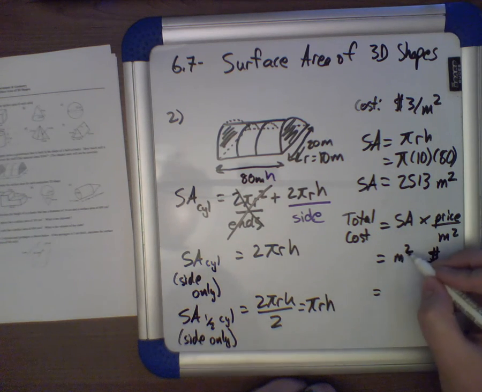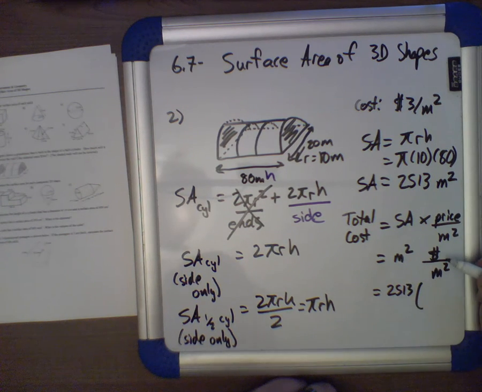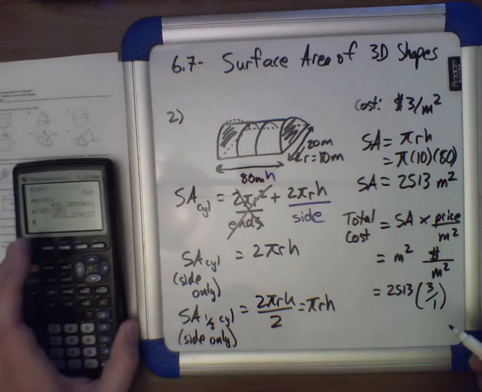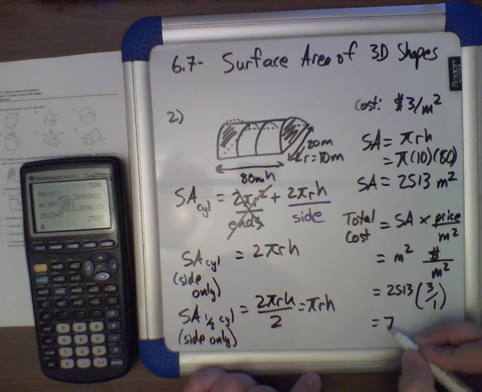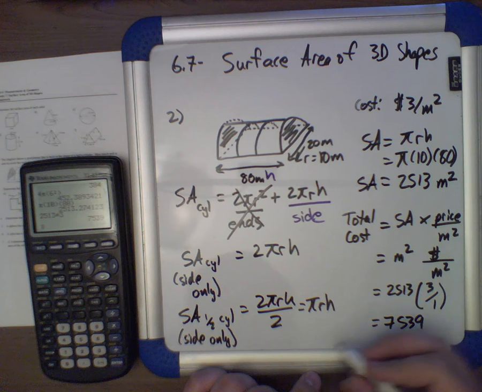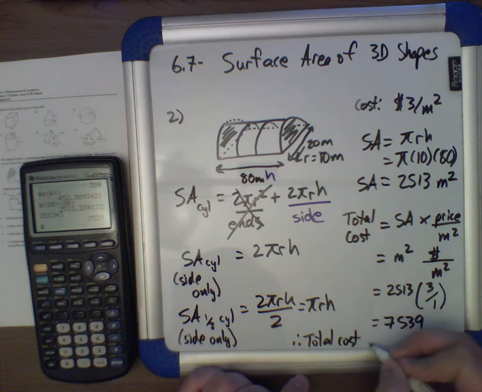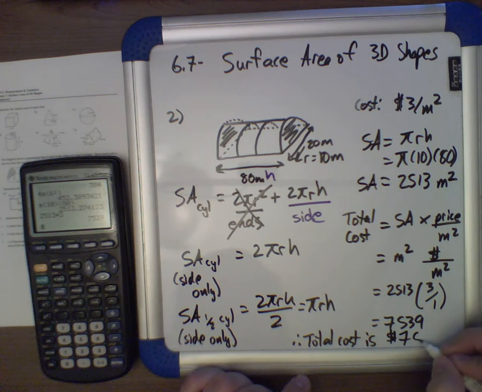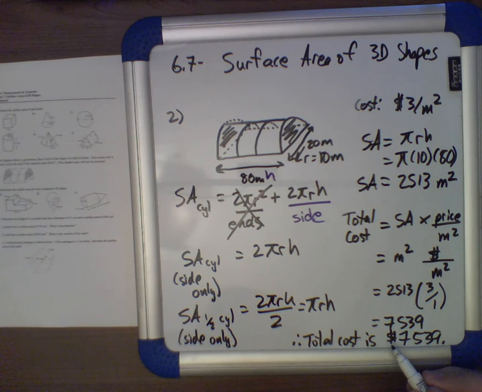How many meters squared do we have? What was our surface area? 2513. What was our dollar for every 1 meter squared? 3. So $3 per 1 meter squared. You can write that if you want, or just write 3. That's fine. So 2513 times 3 gives me 7,539. So therefore, total cost is $7,539. Don't forget to include your units here, which are dollars.